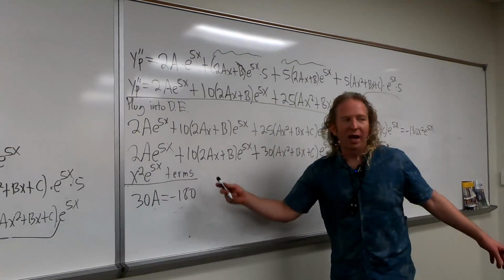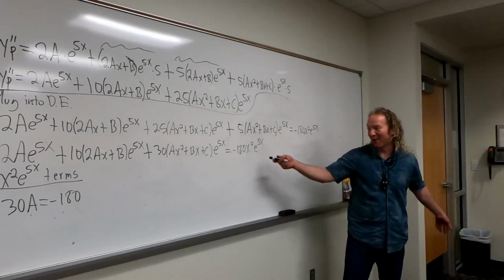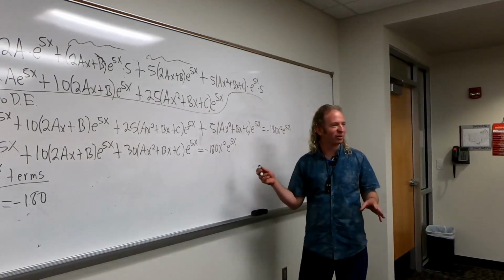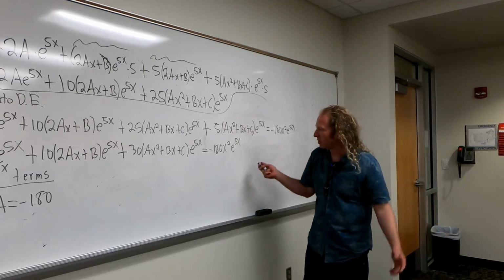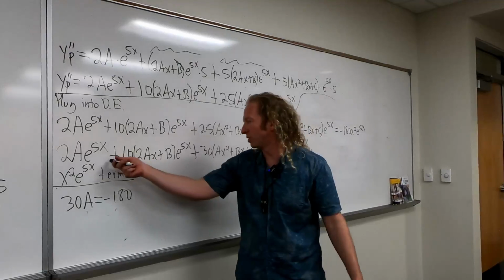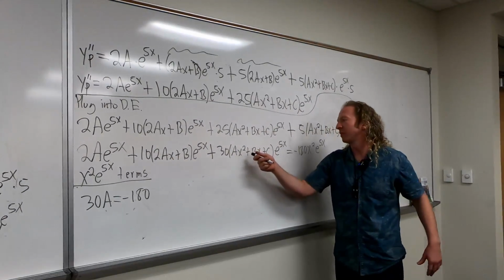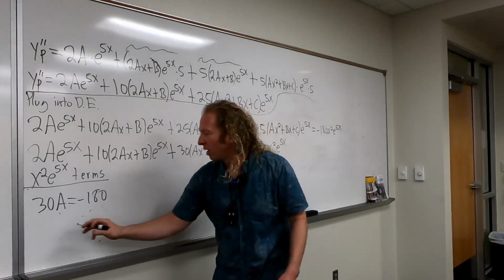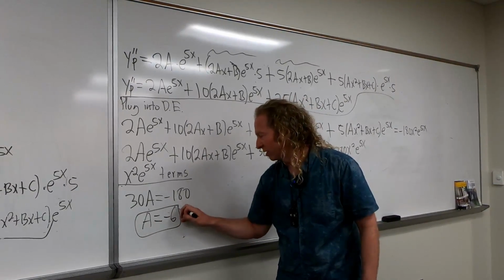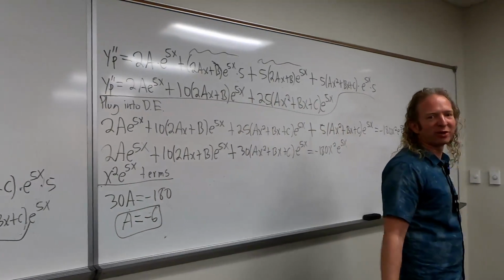So again, I wasn't sure. When I wrote this down, I was thinking, what is going on? What are we going to do? But then I was like, no, we should be able to do it. So look, x squared e to the 5x. That's that. So we just looked for that one. That was here, 30a x squared e to the 5x. So that means a is equal to negative 6? Yes. That feels really good. It's way better than 28 over 25.